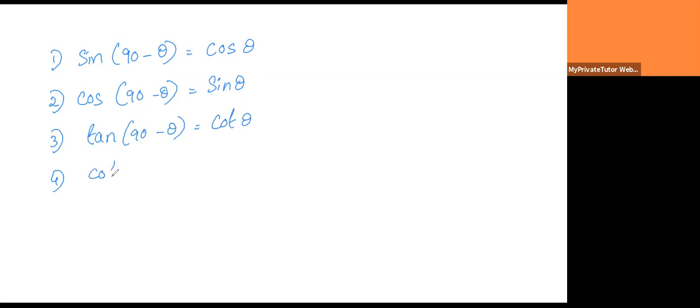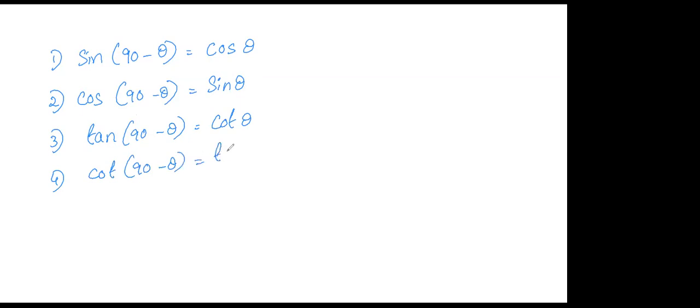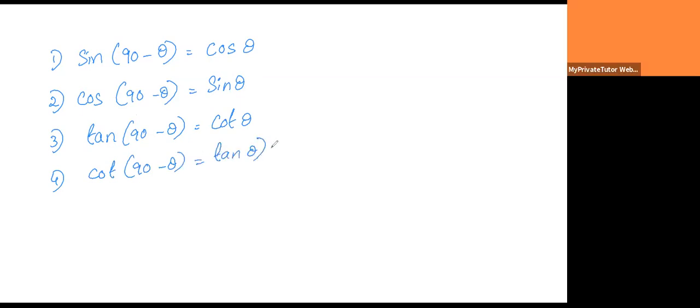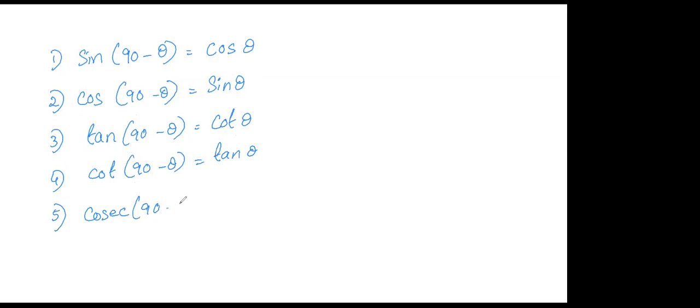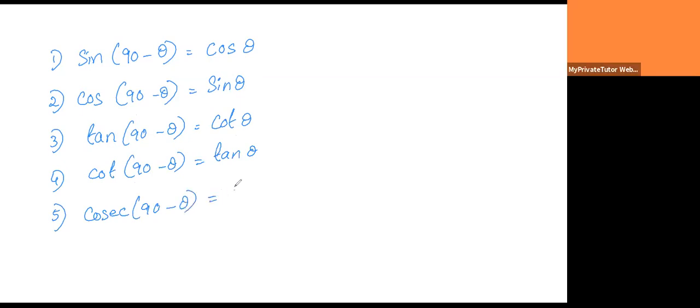You can take cot here. Cot becomes the tan. Cot 90 minus theta is the same as tan theta. Finally, cosecant 90 minus theta becomes secant. It's not cosecant, it's secant.